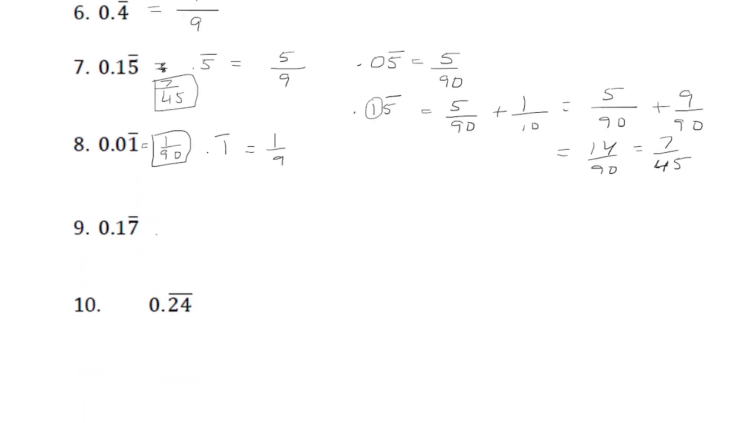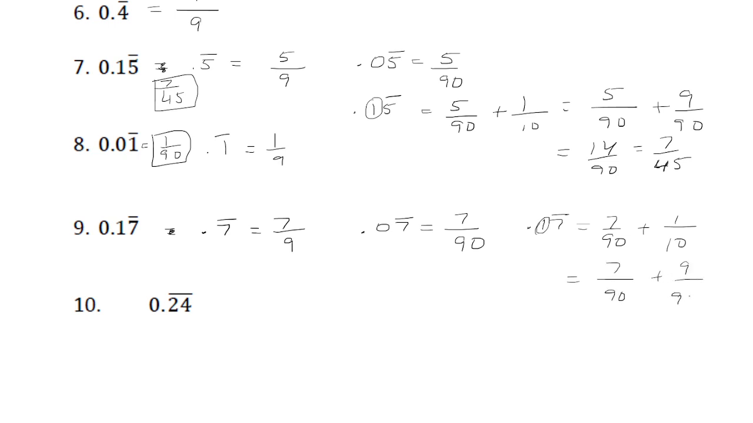Now for 9, we can first do 0.7 repeating, which will be 7/9. And then we want to make a space for the 1, so we have to move the 7 repeating over 1, which will involve us dividing by 10. And now we want to add 1/10, right? So we're adding this 1/10 here. So it'll be 7 over 90 plus 1 over 10. Common denominator will be 90. So if we add this, we get 16 over 90, which is 8 over 45.